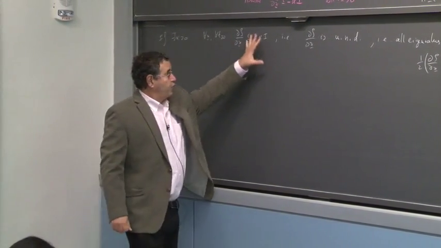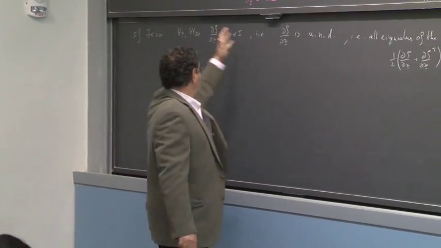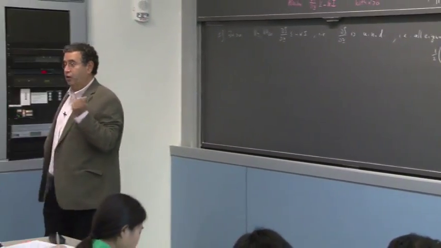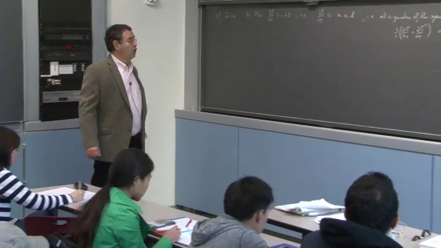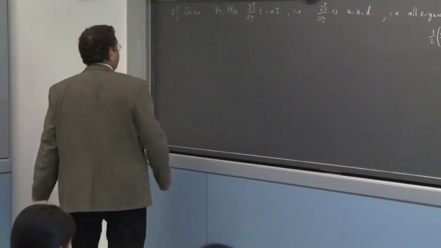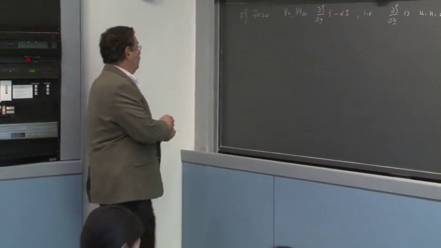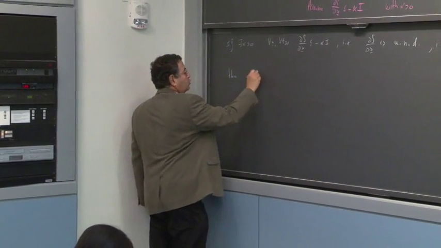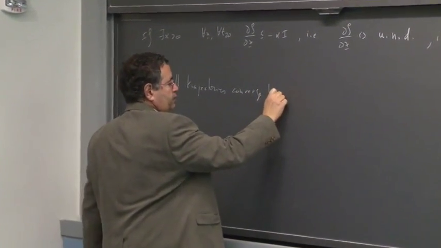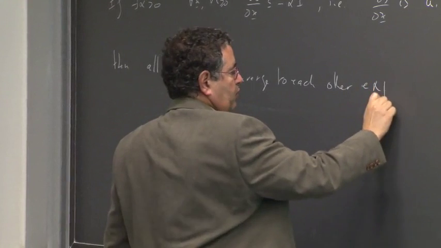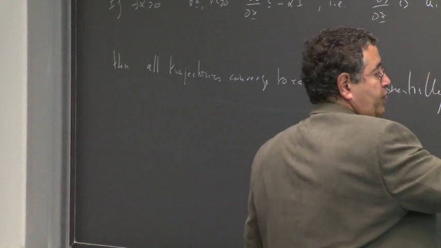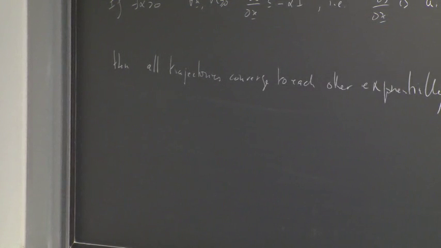So if the Jacobian is uniformly negative definite, meaning the eigenvalues of the symmetric part of the Jacobian are all strictly negative, then all trajectories converge to each other exponentially with rate alpha.